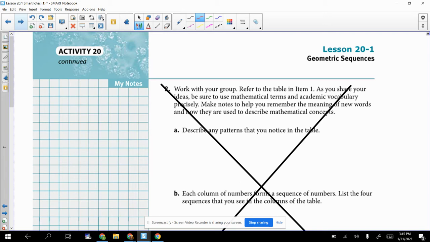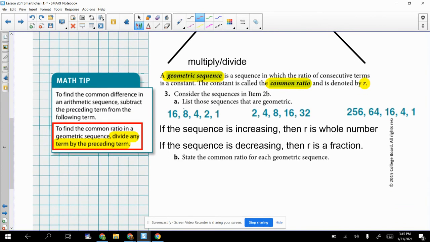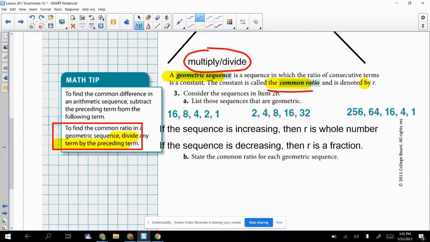We're actually going to skip page 307 and most of page 308. If you could just go down to the bottom of page 308. It says a geometric sequence is a sequence in which the ratio of consecutive terms is a constant. The constant is called the common ratio and is denoted by R. So just like with arithmetic sequences, where from term to term you are adding or subtracting by a common difference denoted by D, with geometric sequences, we are multiplying or dividing by a common ratio that's denoted by R.